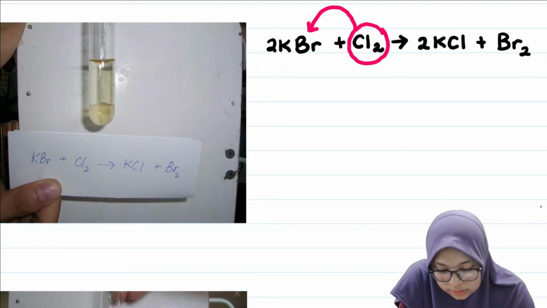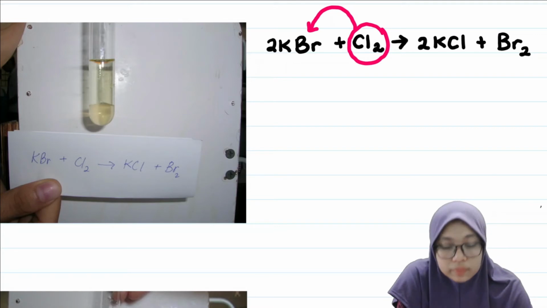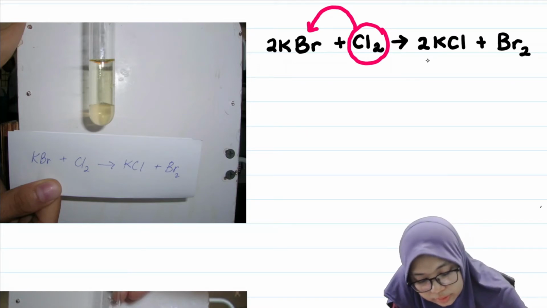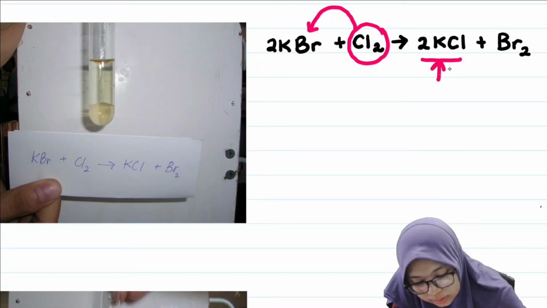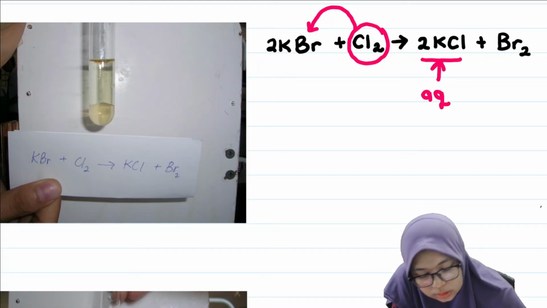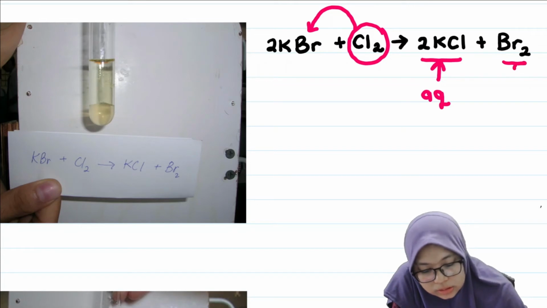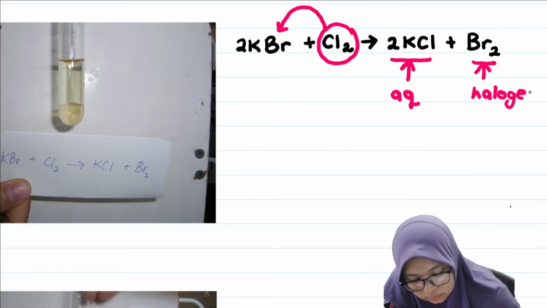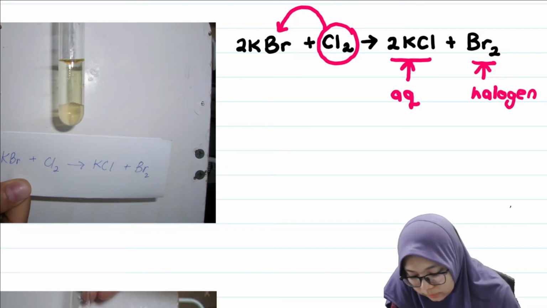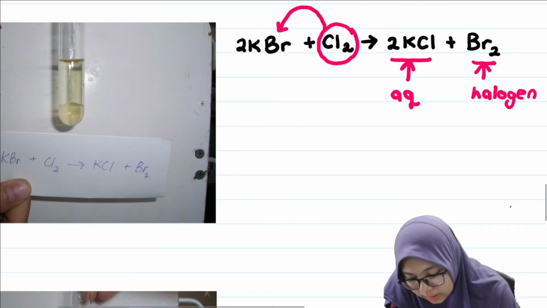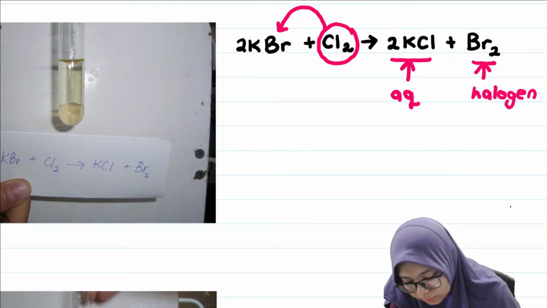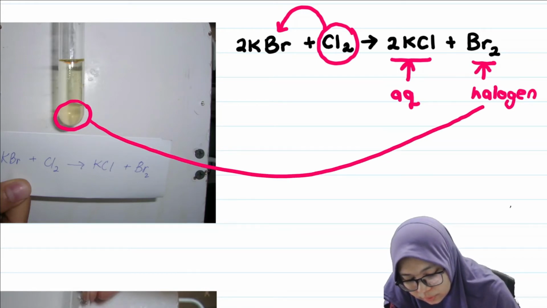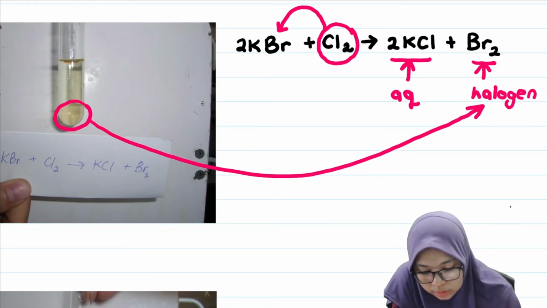Okay, in this reaction, as you can see, the observation is for the product. This is the aqueous solution of potassium chloride, and this is the halogen in 1,1,1 trichloroethane. So this is the halogen. When we see the observation for this reaction, you will see that the bottom part of the test tube is actually the color of bromine in 1,1,1 trichloroethane.